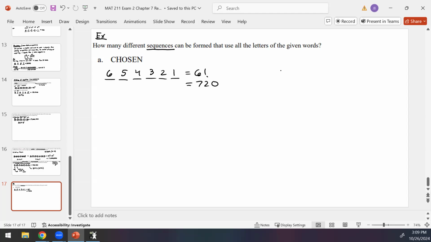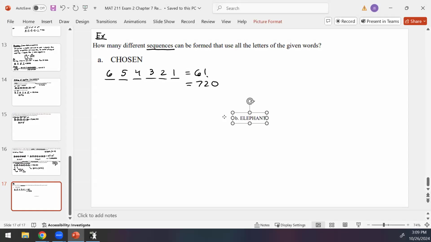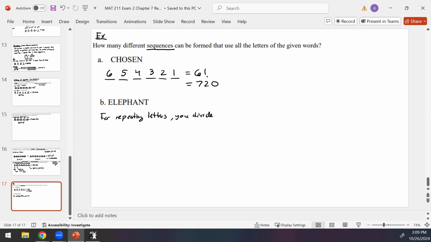Okay, that's all. The next one, on the other hand, does cause an issue because there are repeated letters. Part of the rule for permutations is no repetitions, okay? But what happens when you do have repetitions? Do you just give up and not do the problem? No, we actually have a technique for that. For repetition, you divide out the repeated letters.